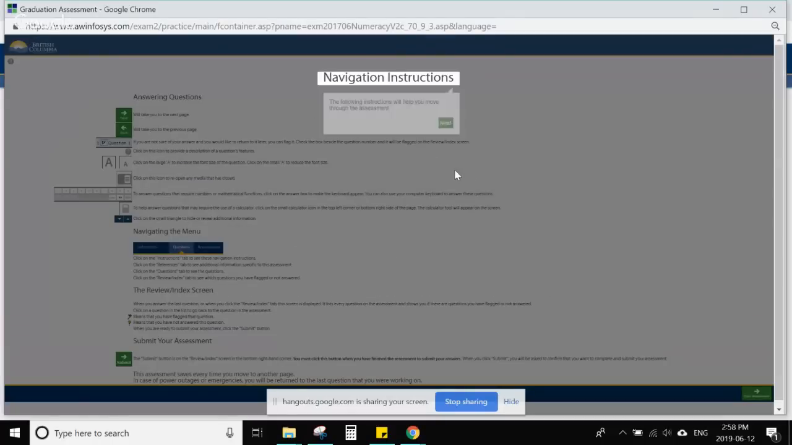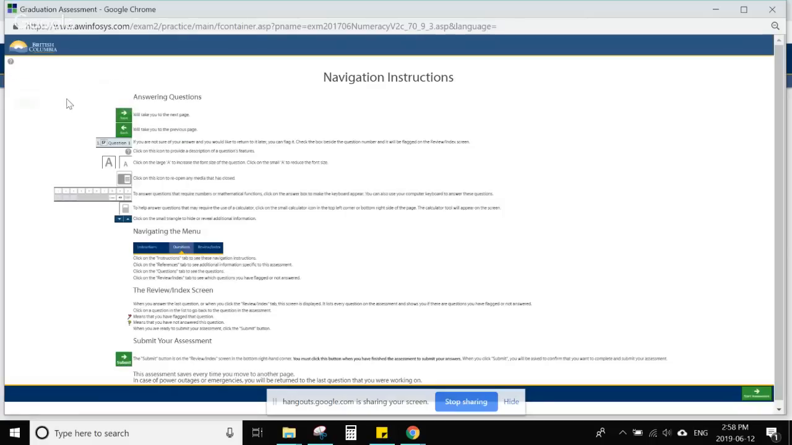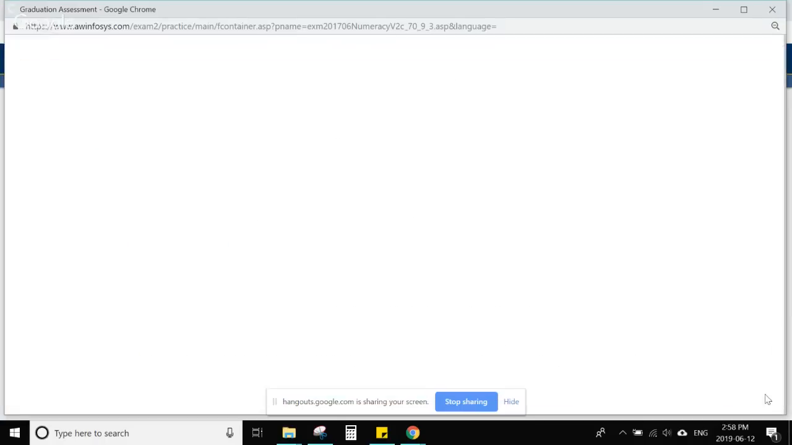We'll go to the instructions. These navigation instructions tell you how to use the program, and how to answer questions. We'll be using some of these tools as we go along. I want to point out flagging, and I'll do that on the first question: how to flag and unflag a question, so that if you are stuck, you can move on, but you also remember where that question is.